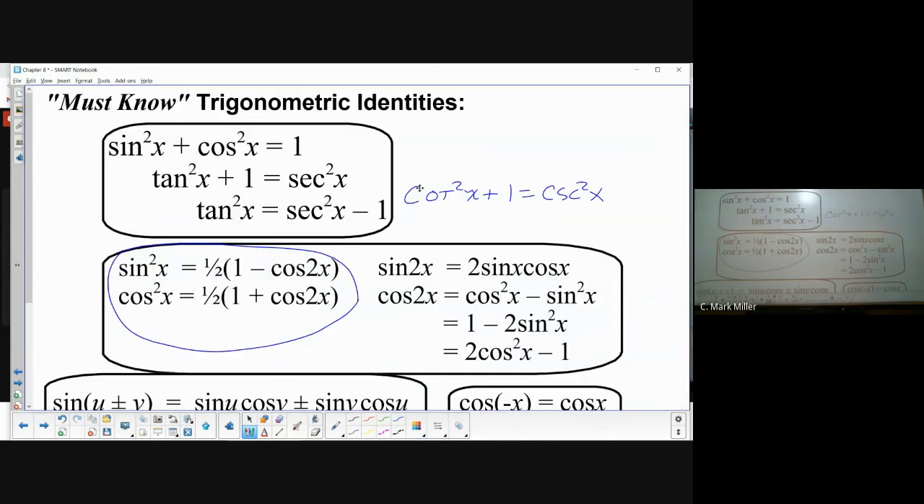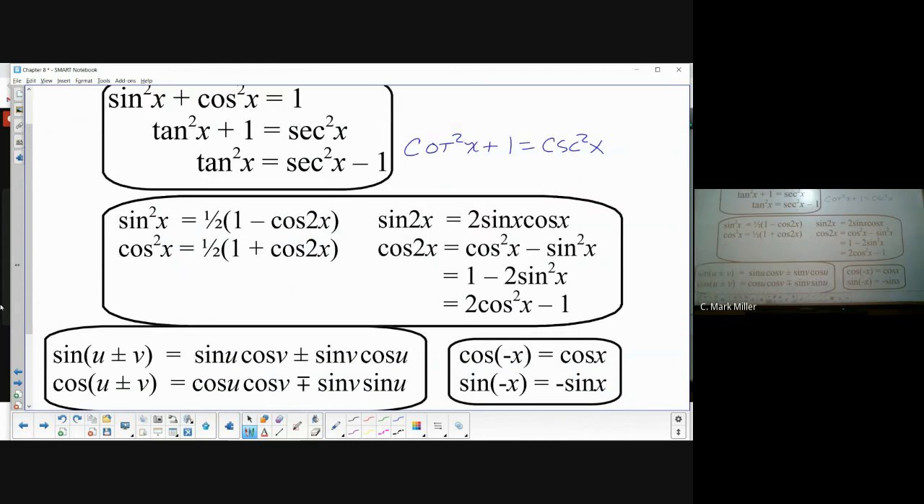So those are, we've already used these a couple of times. Double angle formulas, I cannot stress how important these are. Sine 2x is 2 sine x cosine x. And then for cosine 2x, cosine squared minus sine squared. By the way, these all come from these down here. These are the sine and cosine addition formulas. Addition and subtraction.